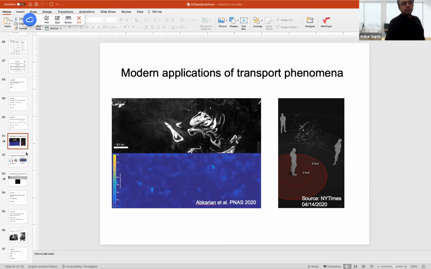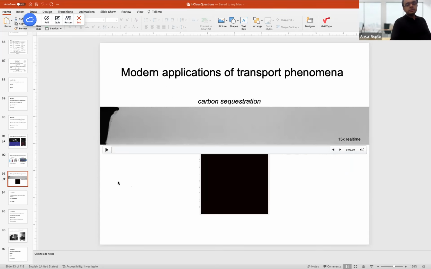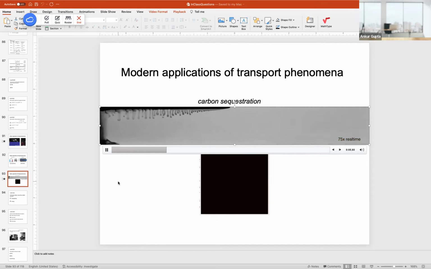Similarly, if you look at some of the electrochemical applications, there is a combined transport of ions, while there is also flow of fluid mechanics. So again, it's a combined transport process. Similarly, also for something like carbon sequestration, using these waves, which we are seeing, this is dissolved carbon dioxide seeping through water, creating these instabilities.